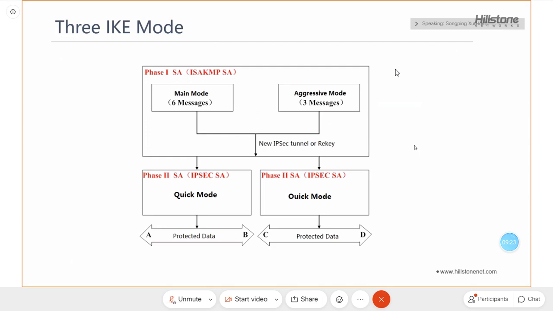Here are the IKE modes for both phase one and phase two. In phase one, the ISAKMP SA, there are two modes. One is main mode, another is aggressive mode. Main mode uses 6 messages for the negotiation, and aggressive mode only needs 3 messages. And in phase 2, as we mentioned before, there's only one mode, which is the quick mode.